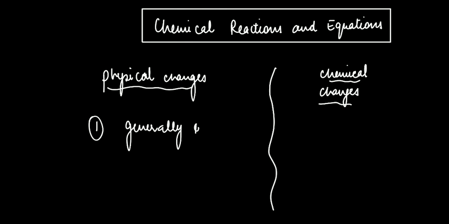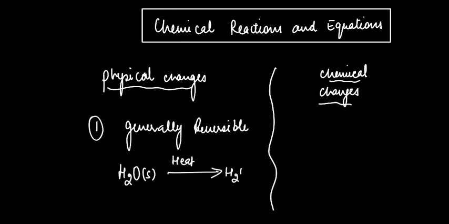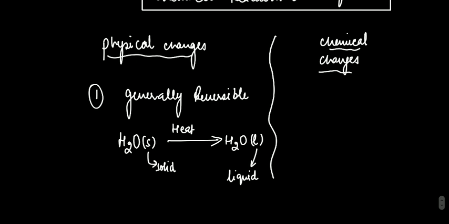Physical changes are generally reversible. The best example that you can take here is water, H2O, dihydrogen monoxide. If it's in the ice form, solid form, and we heat it, it will change into liquid form. S here stands for solid state, L stands for liquid state. So when we heat ice, it changes into liquid. There is no change in the chemical composition in physical changes. There is only a change in state of matter.